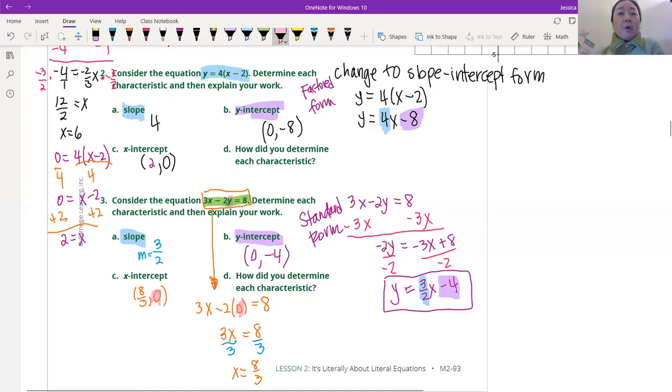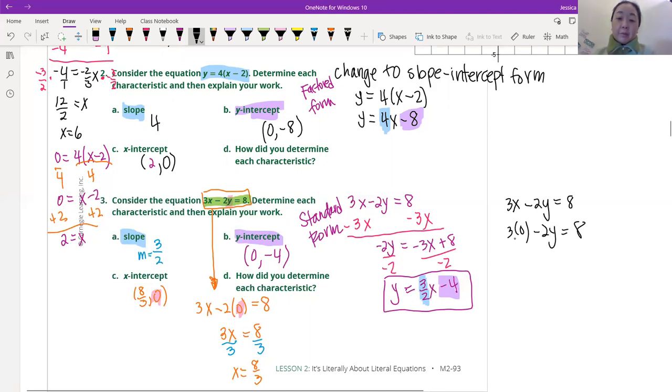Some of you guys may wonder, well, what about the y-intercept? If we could plug in y is equal to 0 for the x-intercept, you can actually do it for the y-intercept as well. Like, what if you didn't remember that? Well, let's plug it in. So if we're going to plug in 3x minus 2y is equal to 8, and we're going to plug in 0 for x, so it's going to be 3 times 0 minus 2y is equal to 8.